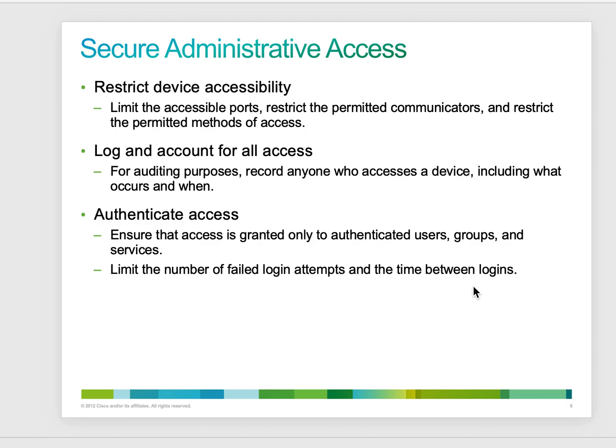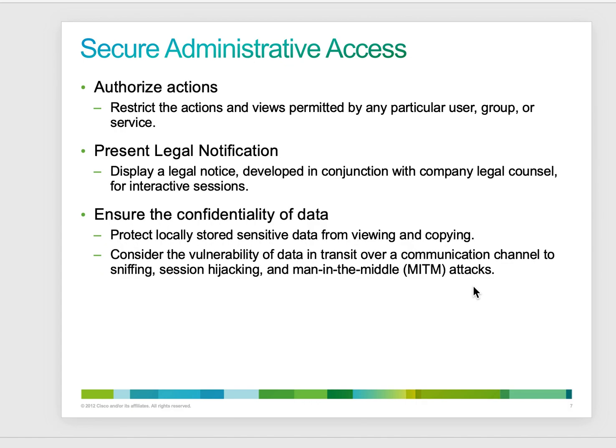So once you write that code in the command line interface of the router, once you make that command and type the command router config, you ask it to block after so many attempts, then it will also help to authenticate the access. Number 4 way to secure the administrative access is to authorize actions.